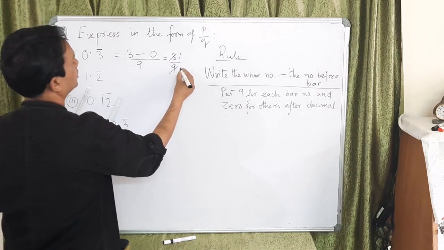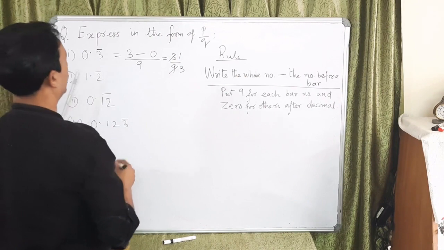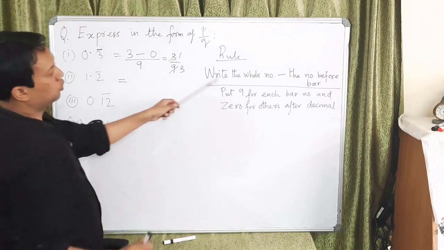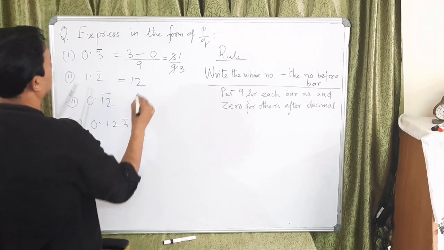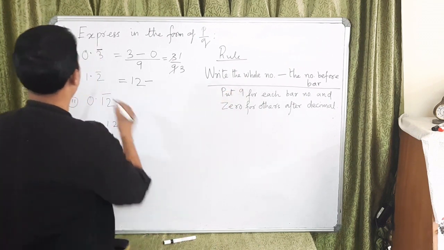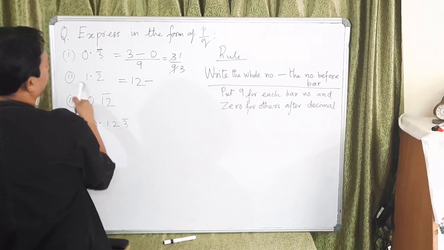You can cancel. 3 1s are 3, 3 3s are 9. If you look at this other one, the whole number is 12. Then you minus the number before the bar, all the numbers before the bar, without looking at the decimal.